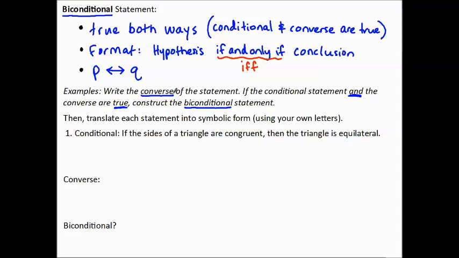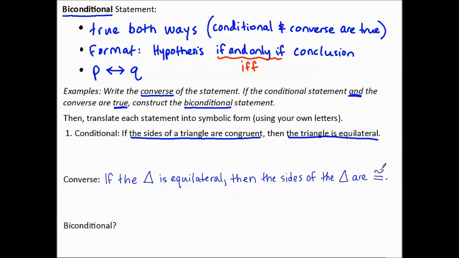First, we are to write the converse of the statement. Remember, that means switch the order. So looking at the hypothesis and looking at the conclusion, the converse begins with that conclusion. If the triangle is equilateral. Notice sometimes I'll use symbols or abbreviations that are commonly accepted. If the triangle is equilateral, then, now I look at what was at the beginning, the sides of the triangle are congruent. Again, notice a commonly used symbol for congruent is the congruent symbol, so that's accepted.